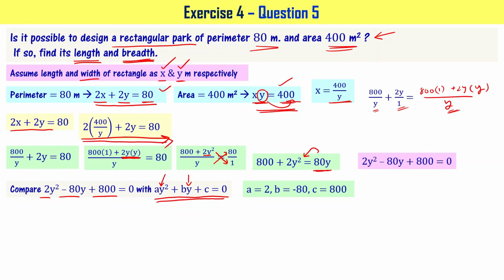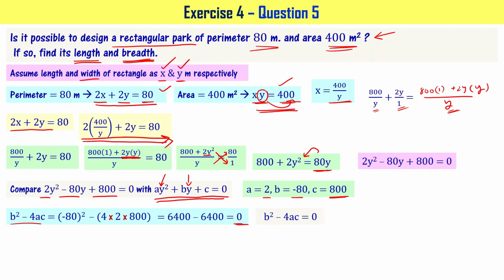Let's find the value of b square minus 4ac. When you substitute a equal to 2, b equal to minus 80 and c equal to 800 into b square minus 4ac and simplify, you get its value as 0. Since b square minus 4ac is equal to 0, we can say that the equation has real roots and they are equal, right?